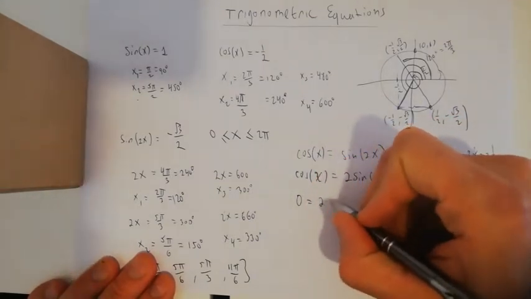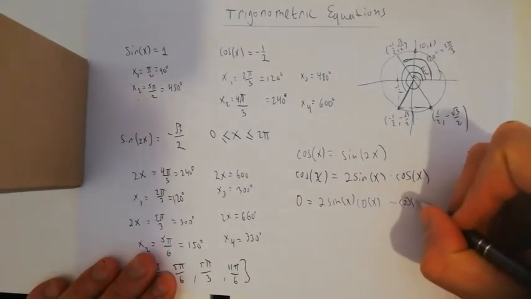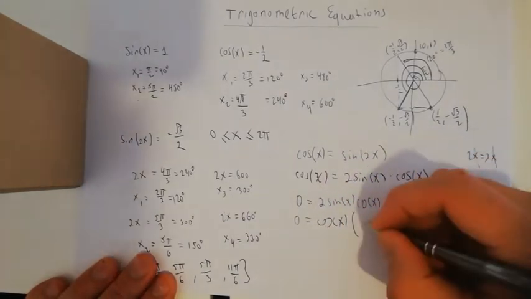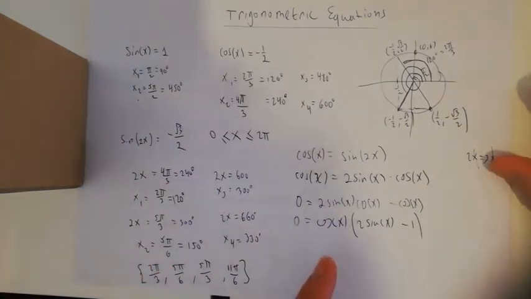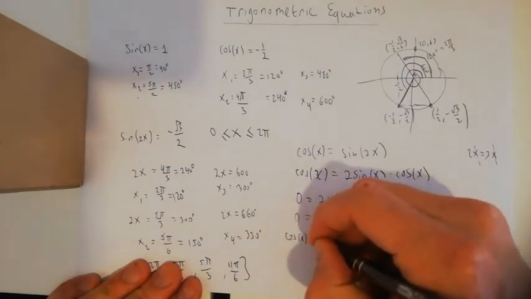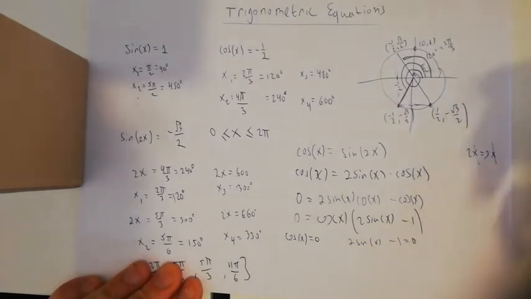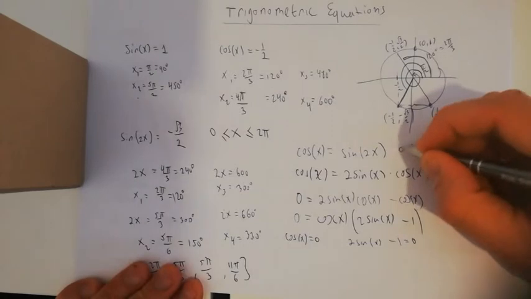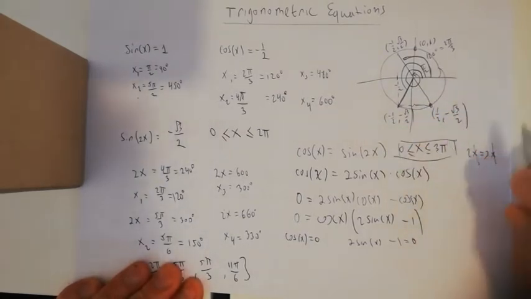So if I subtract cos of x, I get 2 sine of x cos of x minus cos of x equals 0, and then I take common factor cos of x, which gives 2 sine of x minus 1 in the parentheses. And again, here we have a times b equals 0, and therefore either cos of x is 0 or 2 sine of x minus 1 is 0. Let's assume for a second the question also requests to find all the solutions between 0 and 3 pi this time.